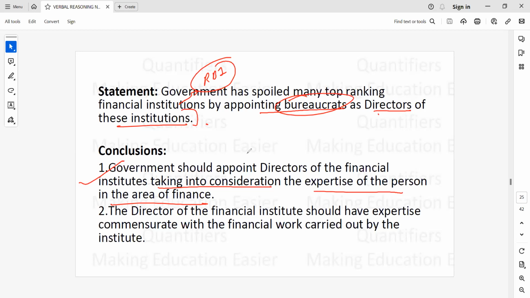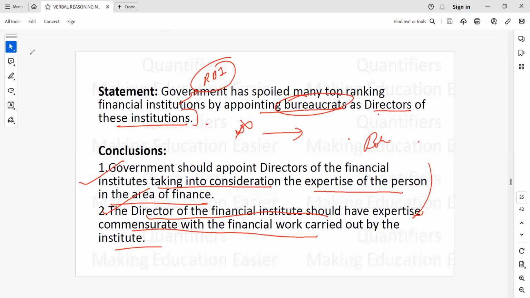Then what can be the conclusion? It can be the solution that you should appoint as directors of financial institutions those people who have knowledge in the field of finance. Also, the director of a financial institute should have expertise commensurate with the financial work carried out by the institute. This is also correct because it is also giving you a suggestion. The problem is that the director does not have knowledge of finance, so the solution is that the director should have expertise. So here, both the conclusions are correct.